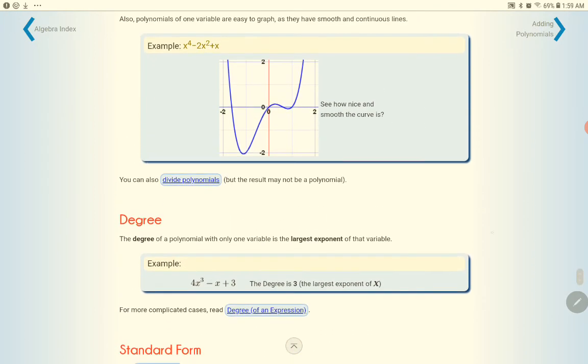Now let's talk about the degree of a polynomial. The degree of a polynomial is the largest exponent on a variable. So if I only have one variable, then I can look for the largest exponent on that variable. When it's written out as many terms, with addition and subtraction between them, then it's easy to just find the term that has the highest exponent, and that is our degree. So this one is of degree 3, the largest exponent of x. There are more complicated cases, which we'll explore in a few minutes by clicking right here, degrees of an expression.